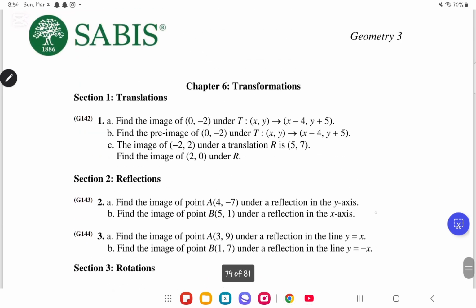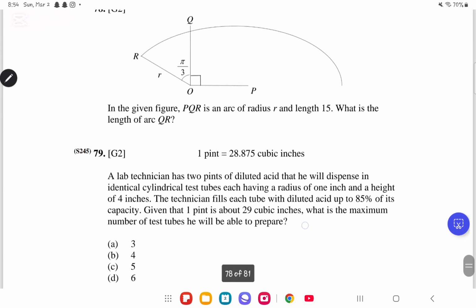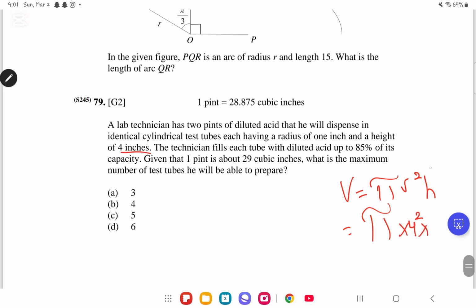Okay, we'll move on to the final question, which is question 79. Here we go. As you can see, this is also something similar to the AMS quiz. So very simply, we know that the volume of one tube, or a singular tube, is pi r squared h. Pi, because it's a cylinder. So pi times the radius, which we found to be 1, squared, times the height, which is 4. So you put it on the calculator, it is 4 pi.